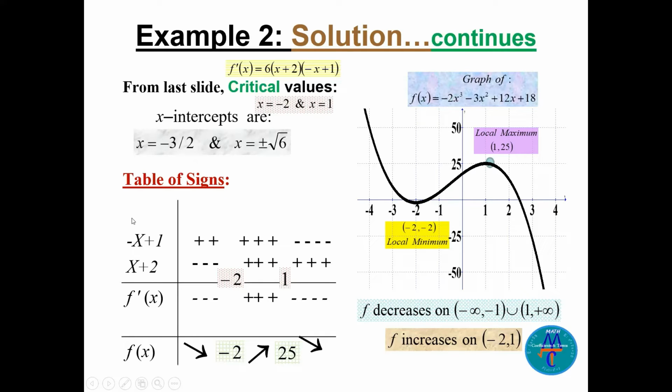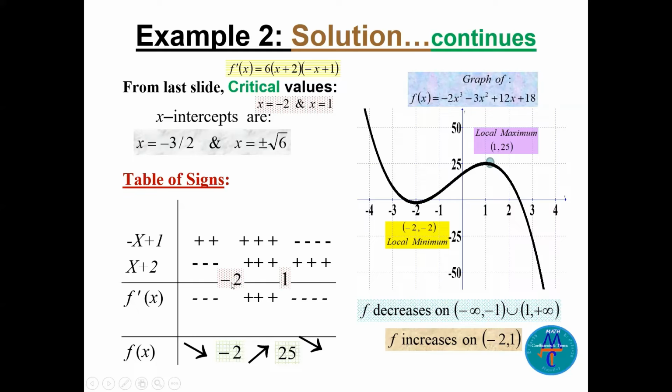So we can put here on the table of signs minus x plus 1, because this is different from x minus 1. You can put x plus 2. Take a number there as a test point. Then we see that f prime will be negative here, positive in the middle, negative there. So this is decreasing, increasing for the function f, and then decreasing.